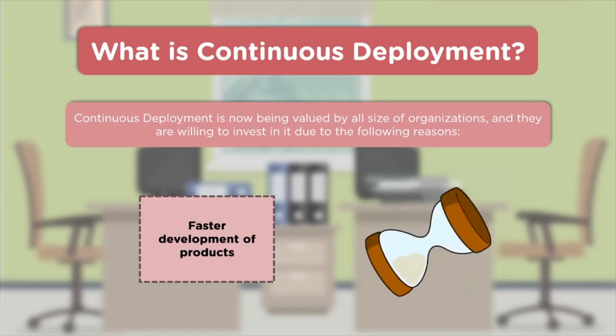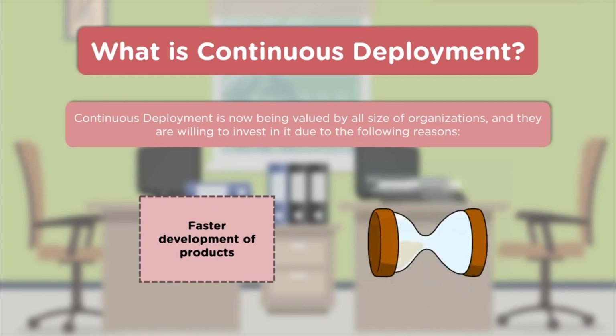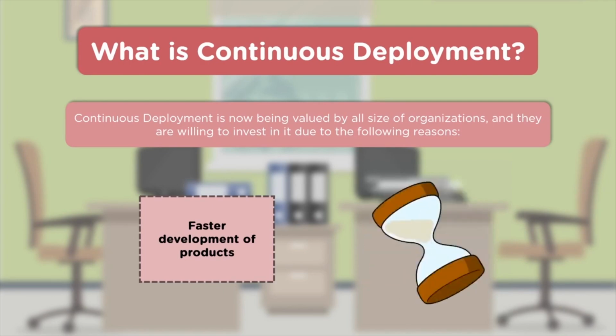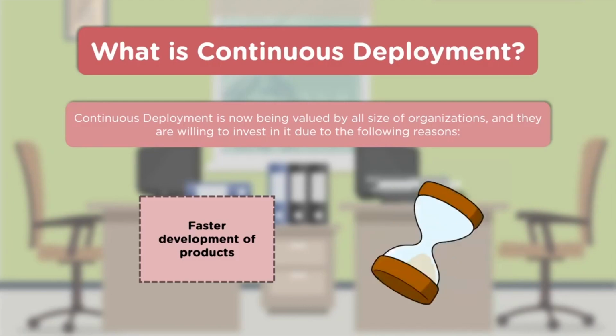First of all, there is faster development of products. When we go for automation and this kind of deployment, we get a faster development process. The products are getting developed very quickly, very fast. That's the biggest benefit we get when we talk about continuous deployment.